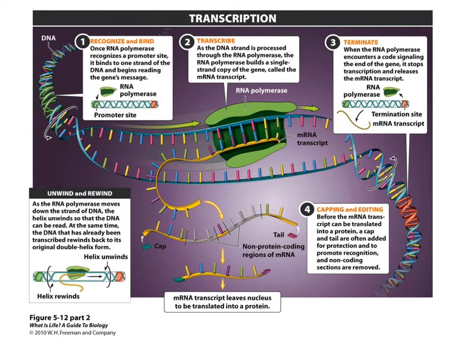Our key player during transcription is an RNA polymerase enzyme. This enzyme is going to be responsible for actually catalyzing the reaction and creating the mRNA molecule. This transcription is a four-step process. First, our RNA polymerase will recognize a specific site in the DNA and bind to it. Second, it will transcribe the actual DNA, making an mRNA molecule. Third, it will terminate transcription. And last, that mRNA molecule will go through capping and editing.